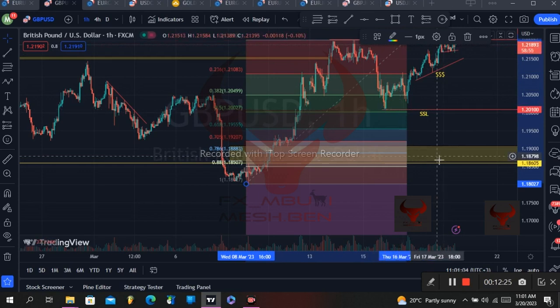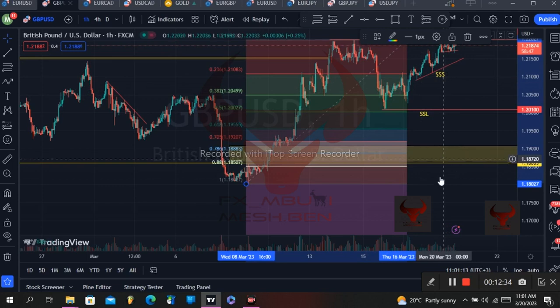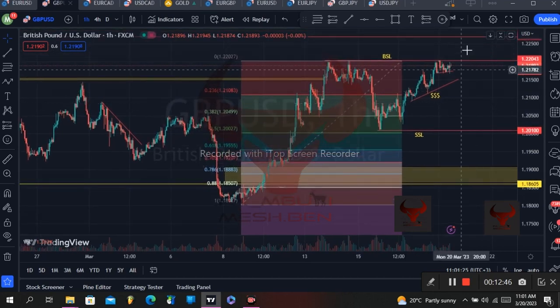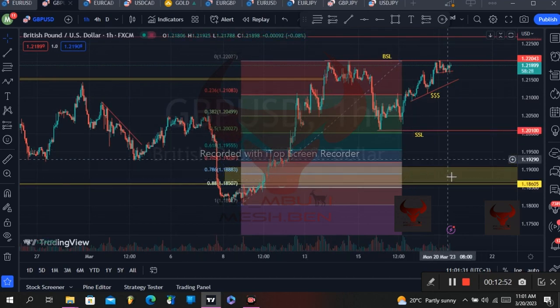We must get our buy from a discounted price. You can't buy something at an expensive price. You must wait for a cheaper price to get it. If you sell, you sell at a premium price, which is above 50%. So we are looking for sells above here, above this zone, to target the discount below this 50% here, down here on the daily fair value gap and order block.